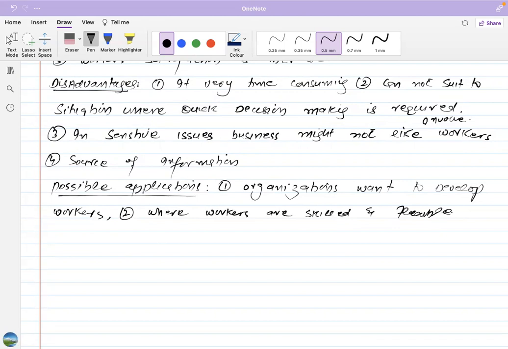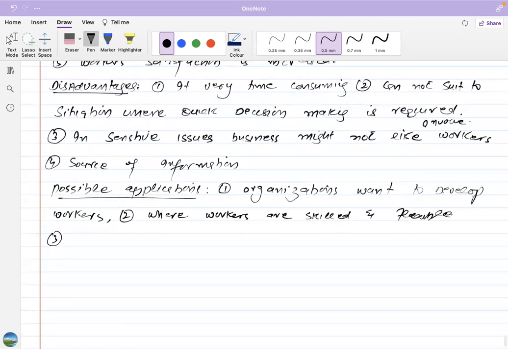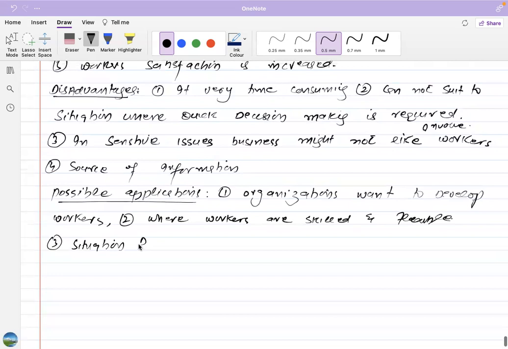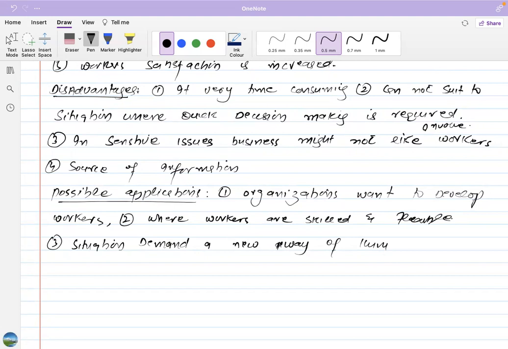In situations where the situation demands a new way of thinking, you involve people in that because they come up with new ideas. In such situations, you may involve workers and you may come up with new ideas.